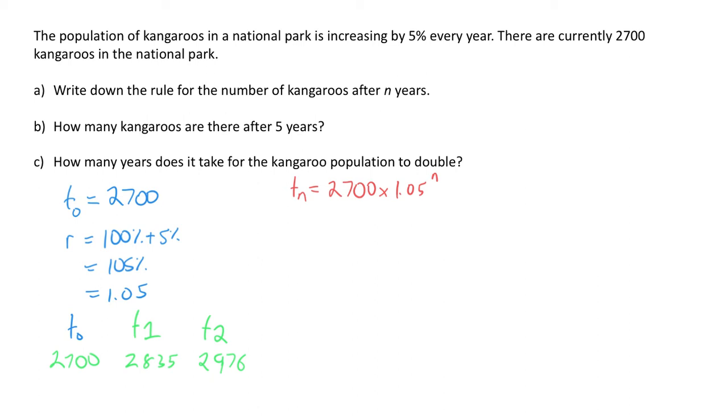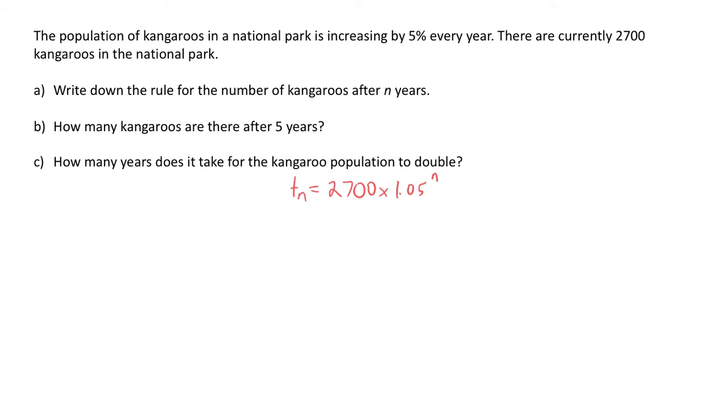Now that we have that rule, we can go ahead and have a look at parts B and C of the question. Part B asks how many kangaroos there will be in 5 years' time. So we're going to substitute n = 5 into the equation. T5 = 2,700 × 1.05^5. Putting that into the calculator, that equals 3,445.96.